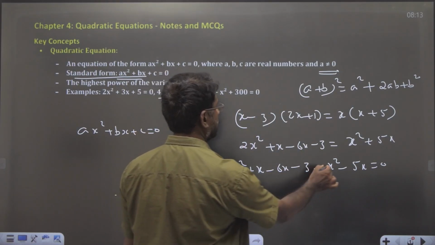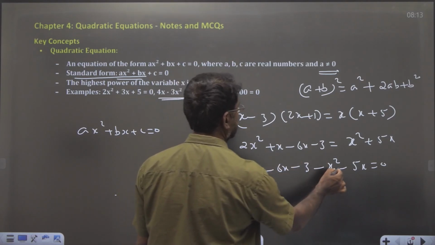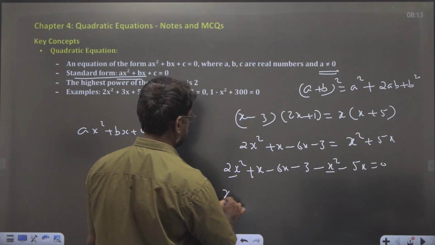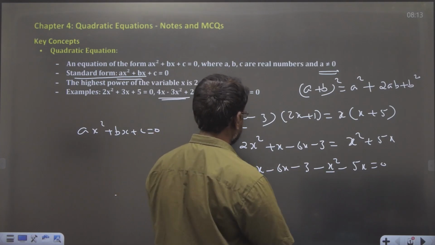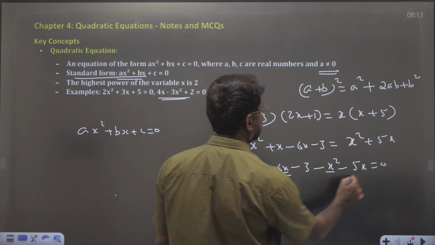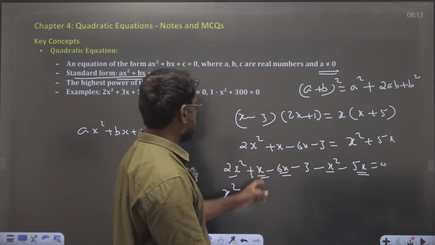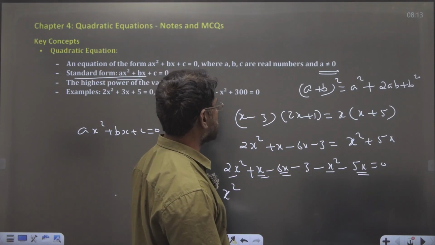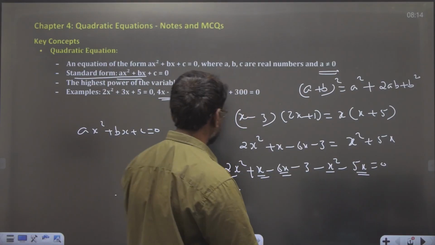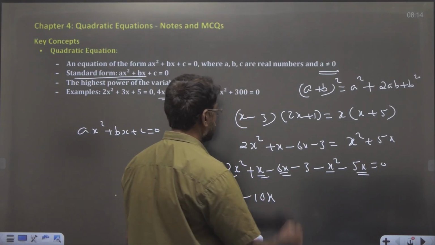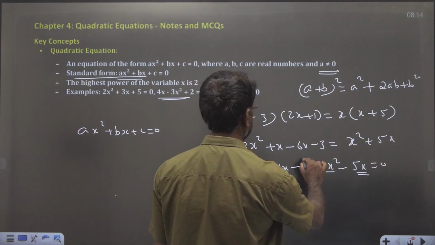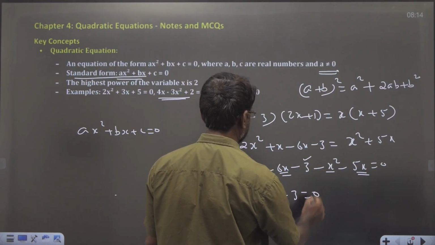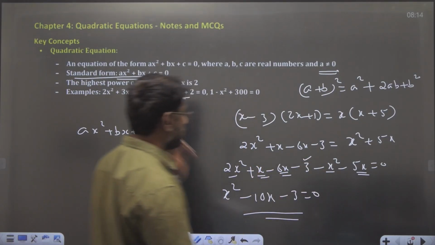2x square minus x square, like terms. 2x square minus x square, that is x square. Then these three terms are like terms. x minus 6x is minus 5x, minus 5x minus 5x is minus 10x, and again constant minus 3 equal to 0. x square minus 10x minus 3 equal to 0.